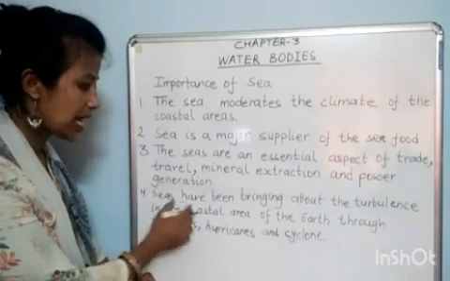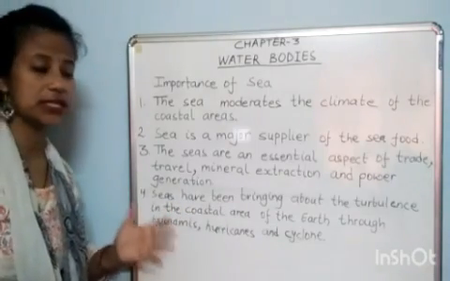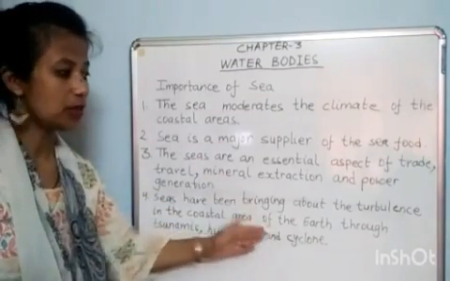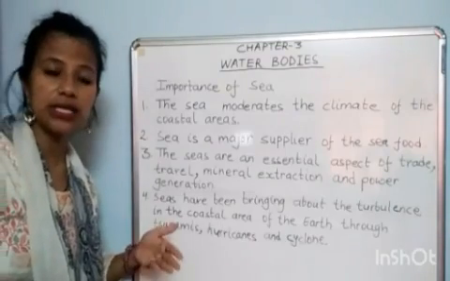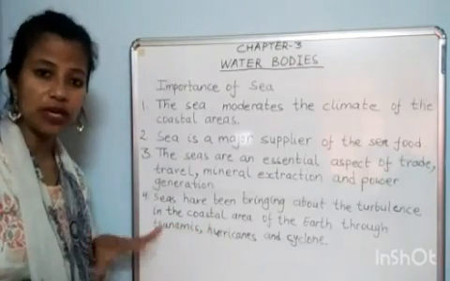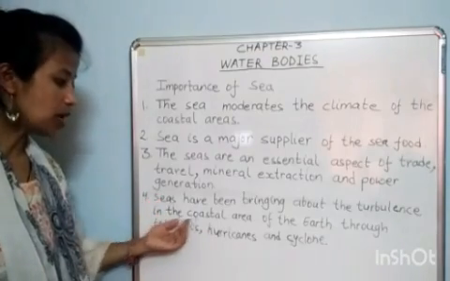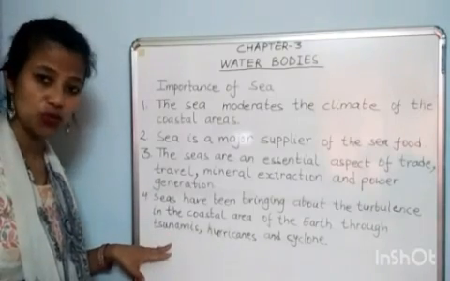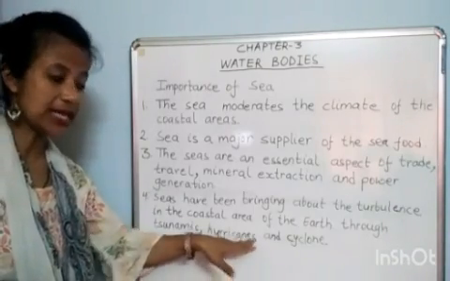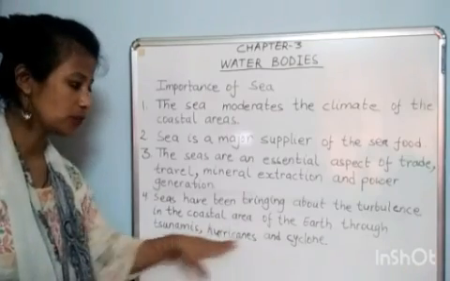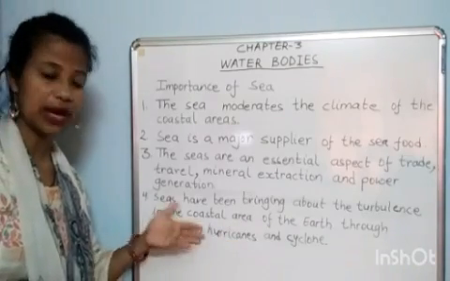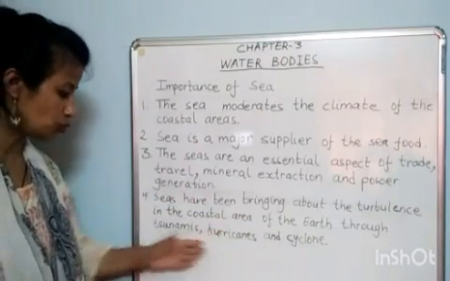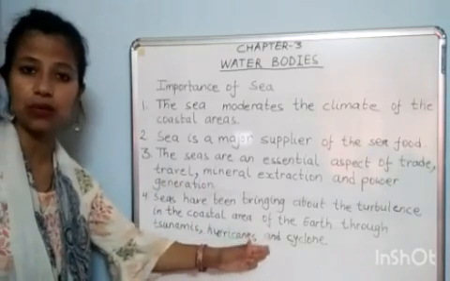Number 4, seas have been bringing about turbulence. Turbulence means violence, a state of conflict or confusion in the coastal areas of the earth, through tsunamis, hurricanes and cyclones.